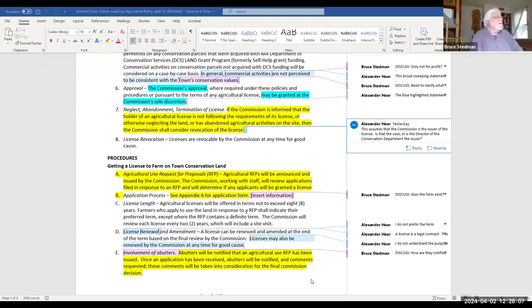Okay. So hearing no concerns about that language, in B, the question is, does an application form exist? And if not, who's going to create it? I think we have a draft application form, and staff could update that for 2024 and 25.